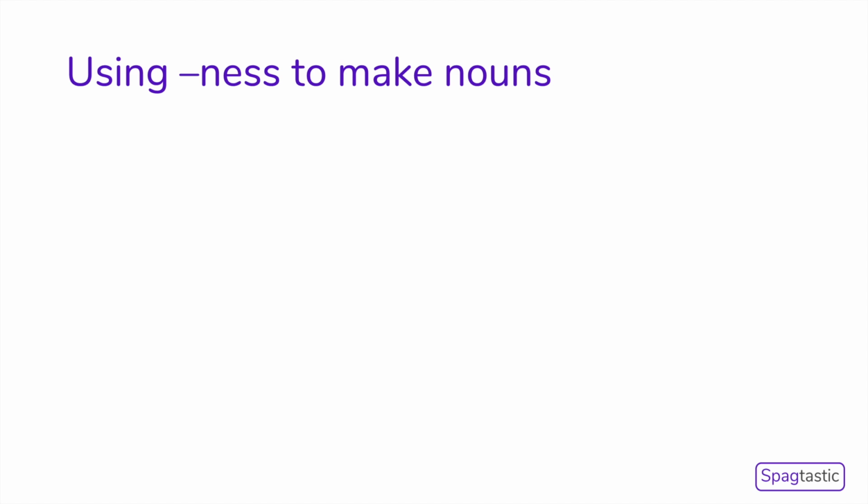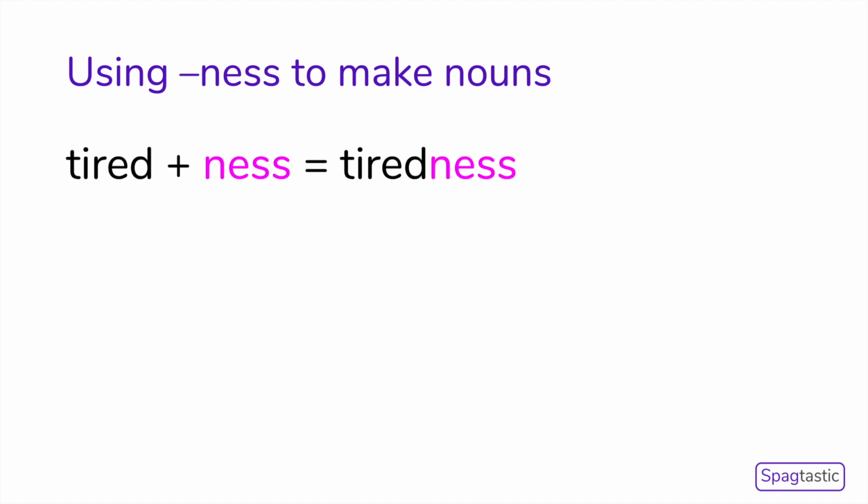We will start by learning about the suffix -ness. We can change some adjectives into nouns by adding the suffix -ness. An adjective is a word that describes a noun. Here is an example. Tired is an adjective. If we add the suffix -ness, we make the noun tiredness.